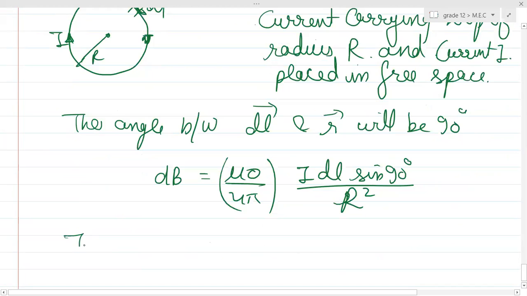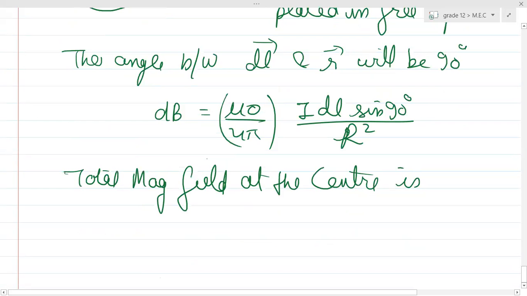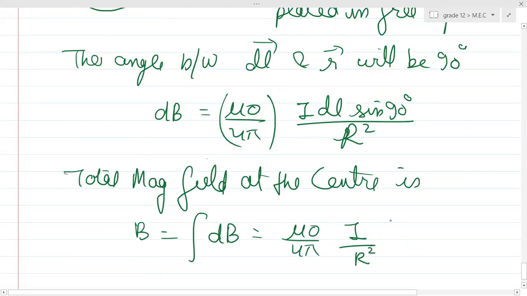So the total magnetic field at the center is B, which is the integration of dB, which is mu naught by 4 pi, I by R square, sine 90 will become 1, and dl. So can you see? Acha.